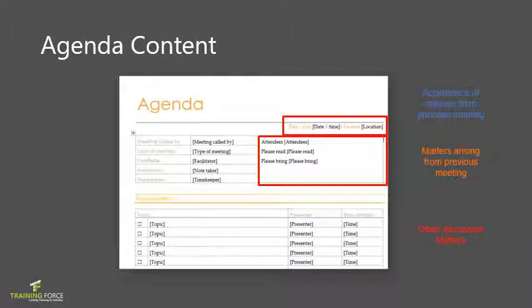Allocate times to each topic to ensure that the events are coordinated so that everything has a chance to be addressed within the time frame. The format of the agenda is dependent on the organization you work for. They would have their own template for that agenda. However, the content on the agenda remains the same.